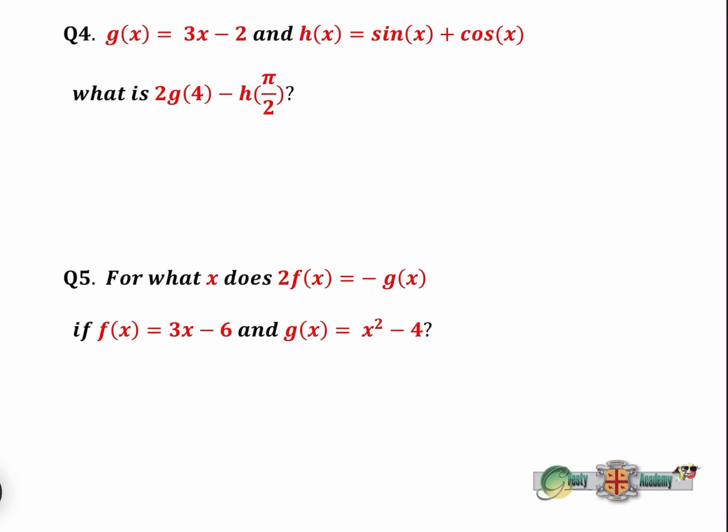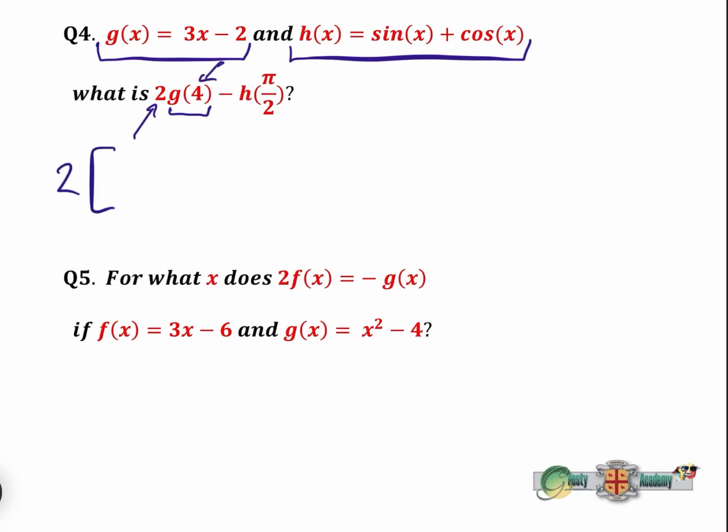Okay, so question 4, we now have two functions. We have g of x equals 3x minus 2, and h of x equals sine x plus cos x, and we are asked to calculate 2 times g of 4 minus h of pi over 2. Okay, so all we've got to do is just be a little bit careful. So let's go 2 and let's put g of 4. So all we've got to do is put the number 4 into the function g. So that'll be 2 times 3 times 4 minus 2. That's g of 4.